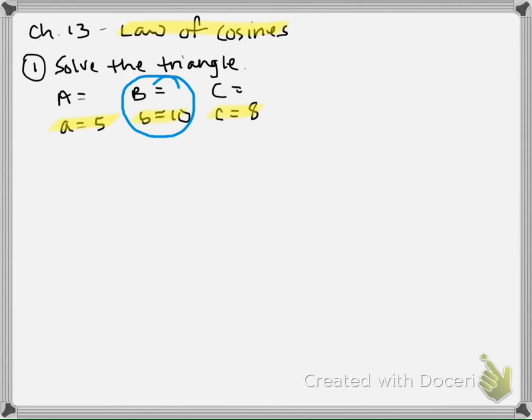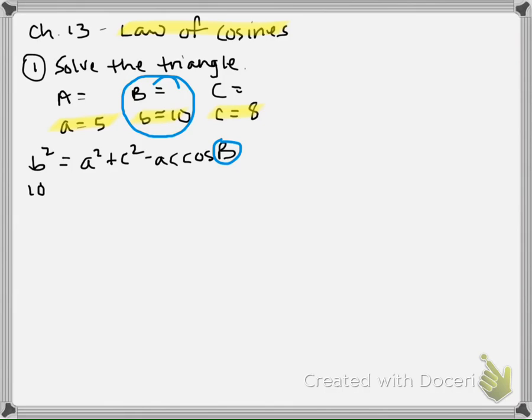So if I have an obtuse angle, it's going to be angle B. And I'm going to start this problem by using the law of cosines to find angle B. I'm going to select b squared equals a squared plus c squared minus 2ac cosine B, because this formula has capital B in it. Okay, so I'm going to plug in what I know and I'm going to solve for capital B.